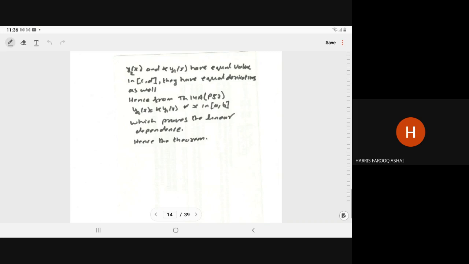Here also the same thing is written. y2 and k y1 have equal value in (c, d). They have equal derivative as well. Hence, from theorem 14a, y2 is equal to k y1 for x in (a, b), which proves the linear dependency. Hence the theorem. Now, what is the conclusion? For the general solution, y1 and y2 must be LI. Then only it can be the general solution. Otherwise, it is only a solution.